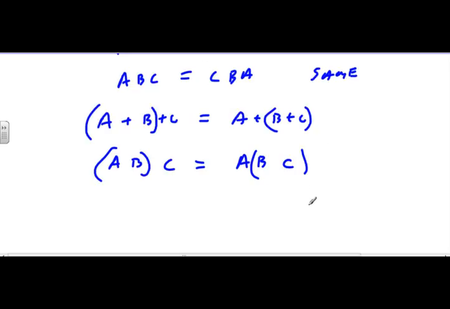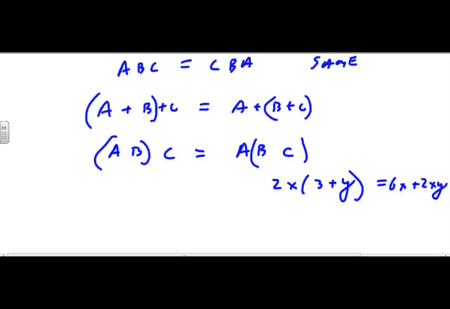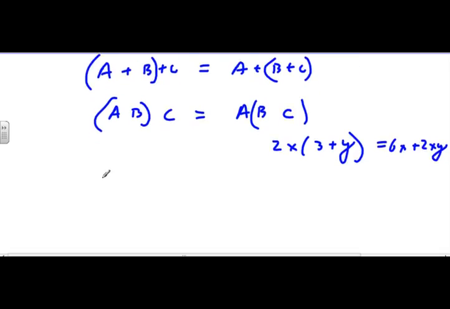Distributive rule. If I had 2x times 3 plus y, that'd be the same as 6x plus 2xy, right? I could do that. But in Boolean algebra, I've got A and B or C is going to be the same as AB or AC. So I'm doing the same thing.